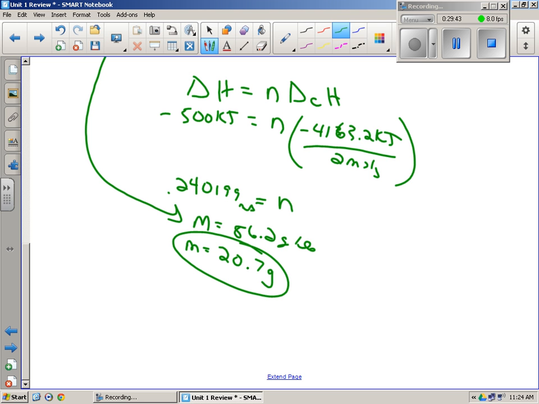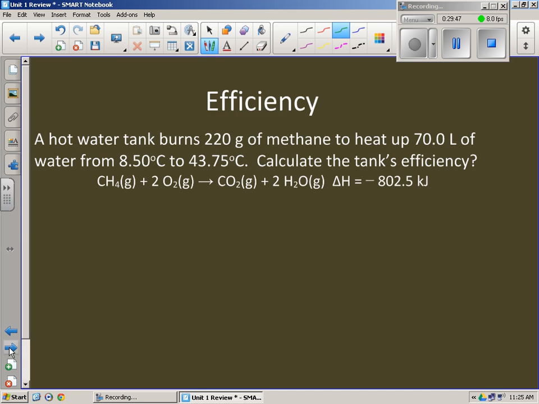Okay, and the last one here is efficiency. Let's see, does this match up? I really hope so. Sure, looks good. Calculate the tank's efficiency. So once again, if I burned 220 grams of methane and I heat up 70 liters of water from 8.5 to 43.7, calculate the tank's efficiency.